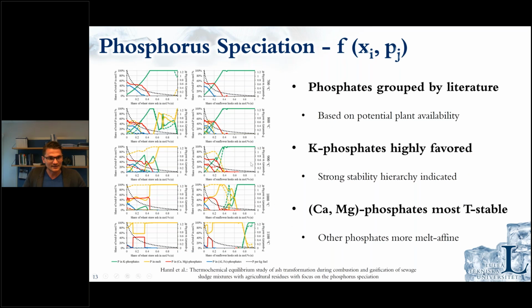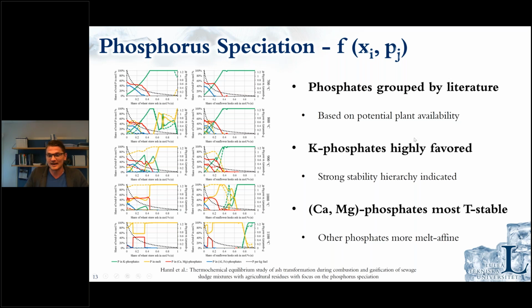In this slide, I don't want to highlight the results as much because, first of all, they're very small and they more or less give just information that we need to process afterwards. What we try to do here is group the phosphates by literature, so by the potential plant availability. So we group them into different groups of their association, let's say it like that.